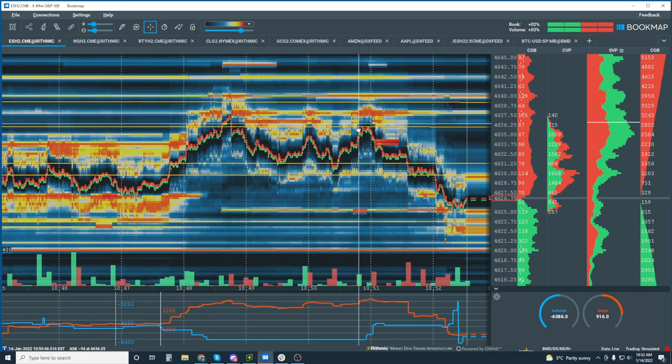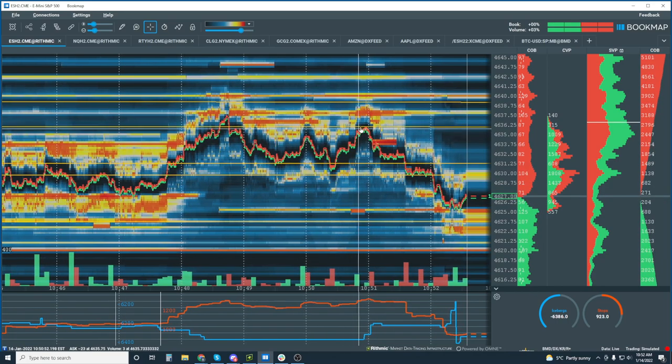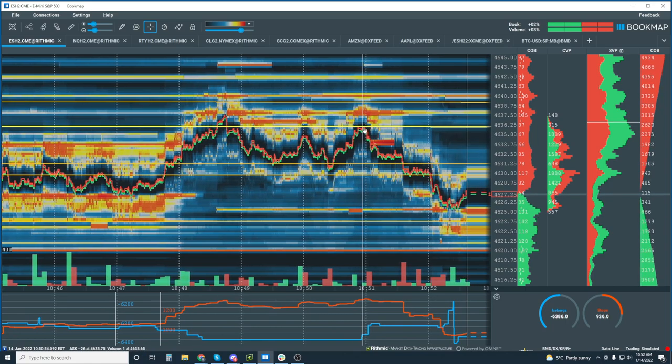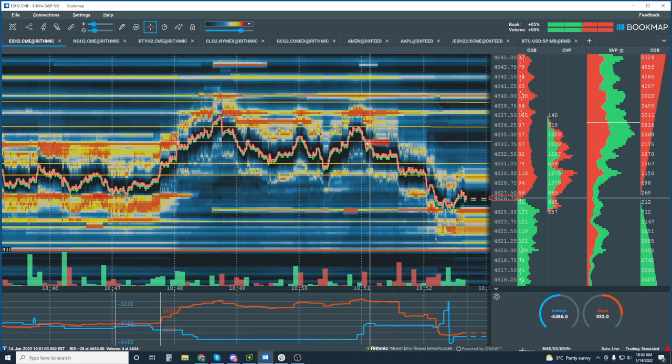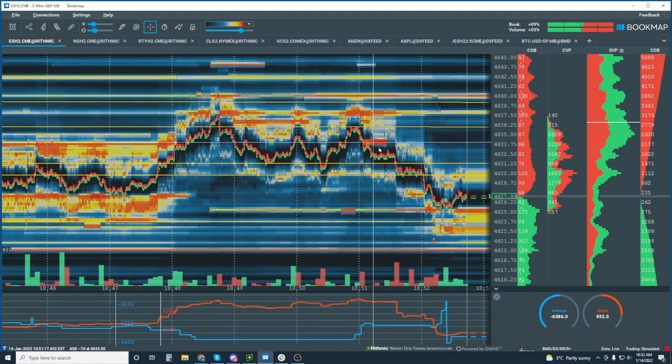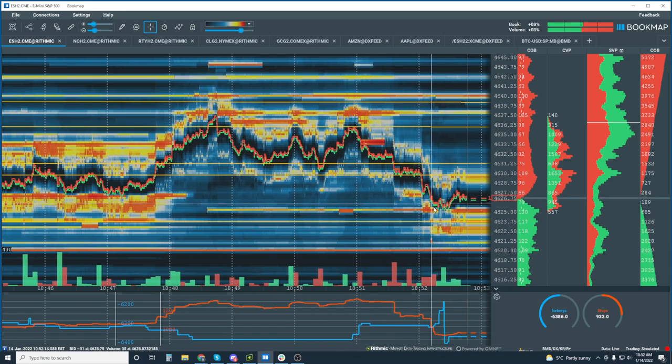And here's the outcome. This got people going in this direction here, and then slam the door. This is like a book flip in essence. Slam the door here and get some sellers looking for the move lower.